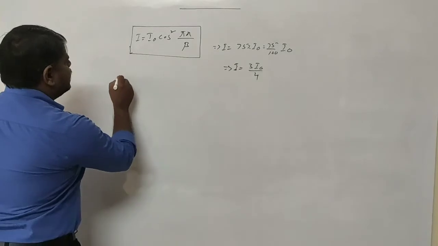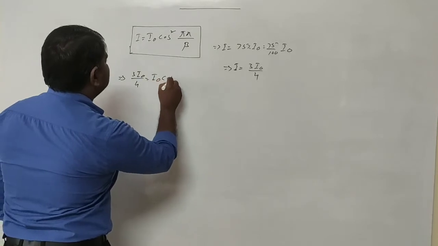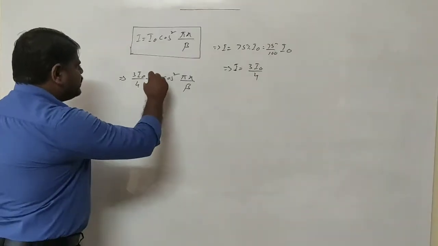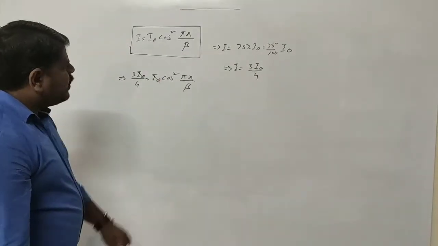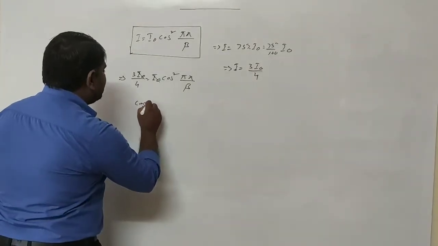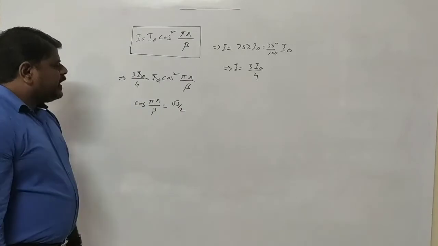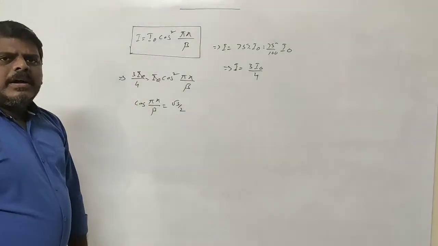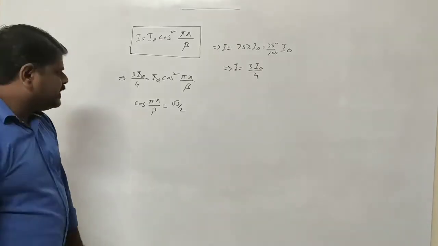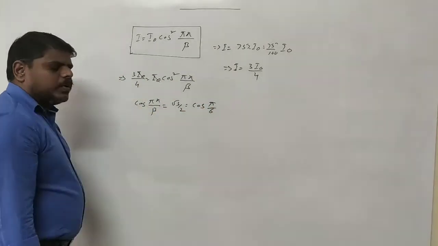Okay, go and substitute here. So from this equation, 3 I naught by 4 is equal to I naught into cos square pi x by beta. Cancel the equal terms. So I naught will be cancelled here. So you are going to write cos square pi x by beta. Taking the square root on both sides, cos pi x by beta is equal to root 3 by 2. Root 3 by 2 is cos 30, which is nothing but cos pi by 6. So it can be written as cos pi by 6, because cos 30 is equal to root 3 by 2.